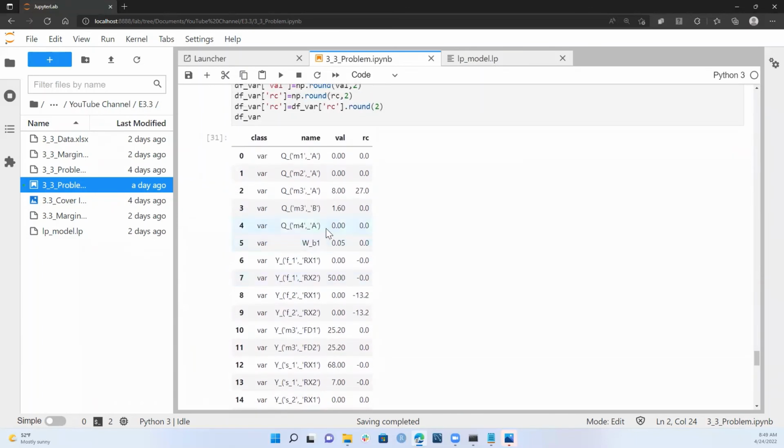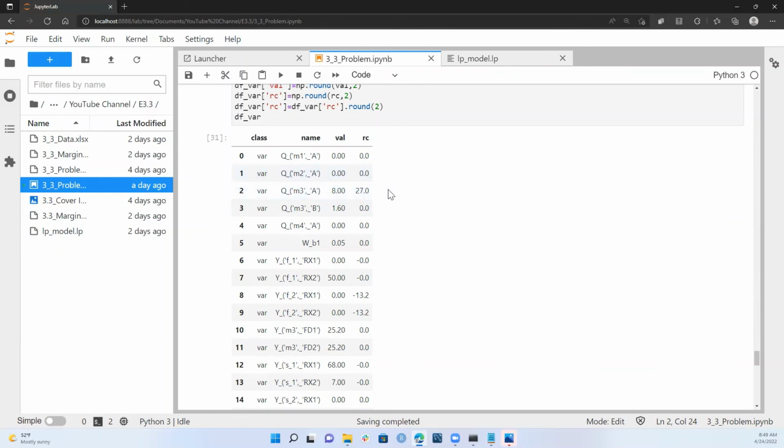So the first thing I want to point out is we can see for our new variable, Q sub JS, we actually see that we are procuring or purchasing all the material 3 from supplier A that they have available. That's that 8 tons. And we see that there's a reduced cost associated with that at $27 per ton.